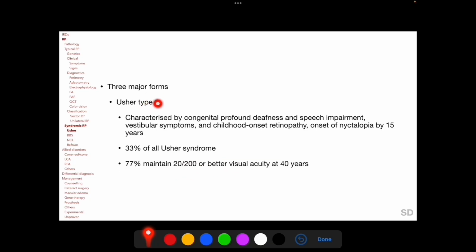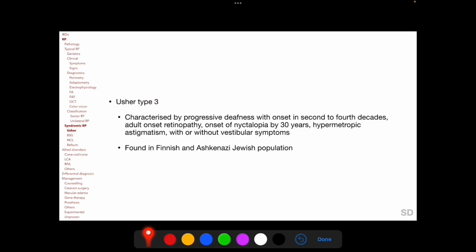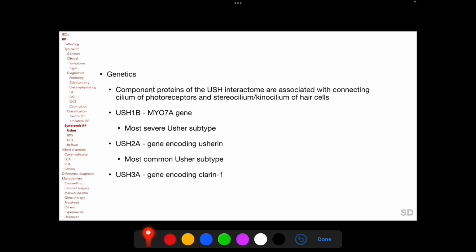Type 1 Usher is the most severe, characterized by congenital profound deafness and speech impairment, vestibular symptoms, and childhood onset retinopathy. Type 2 Usher is characterized by congenital but partial deafness, no vestibular symptoms, with later and milder onset retinopathy. Usher type 3 is rare, found in only certain populations, and the proteins coded by the normal genes, which are mutated in Usher syndrome, are associated with the connecting cilium of photoreceptors and the stereocilium and kinocilium of hair cells of the inner ear.